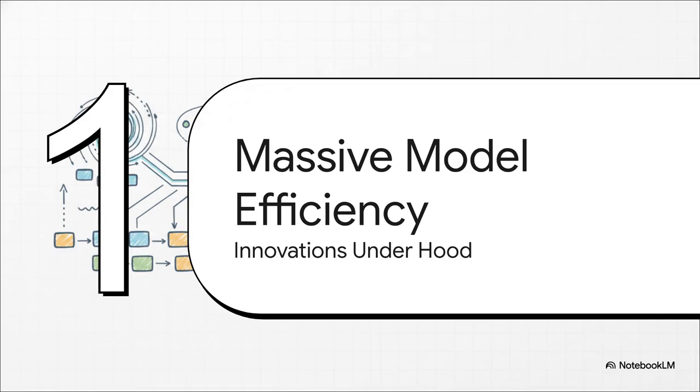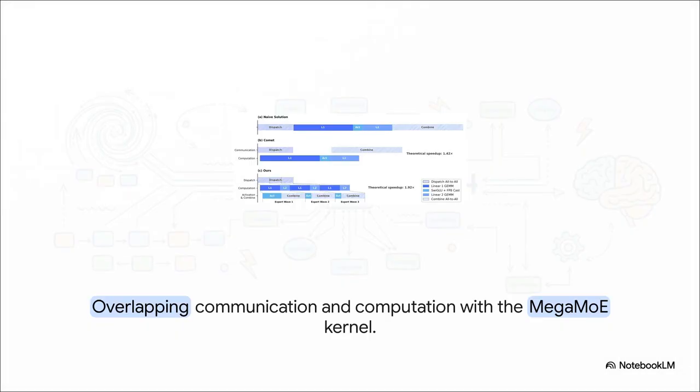Moving straight into Section 3, making massive models efficient. Let's look at the innovations under the hood. DeepSeek uses a mixture of experts, or MOE architecture. Normally, storing a huge number of expert weights puts an incredible strain on GPU memory and network bandwidth. But check out their custom MegaMOE kernel.